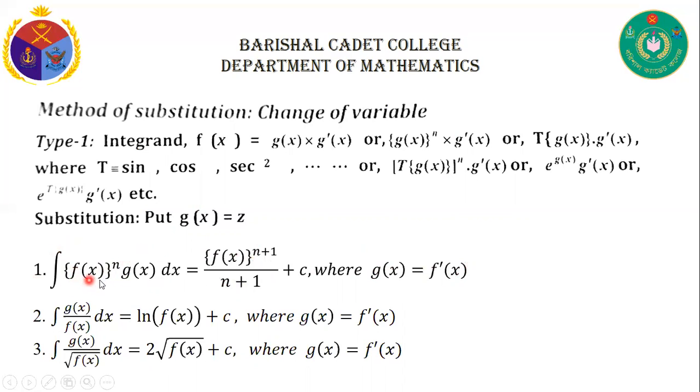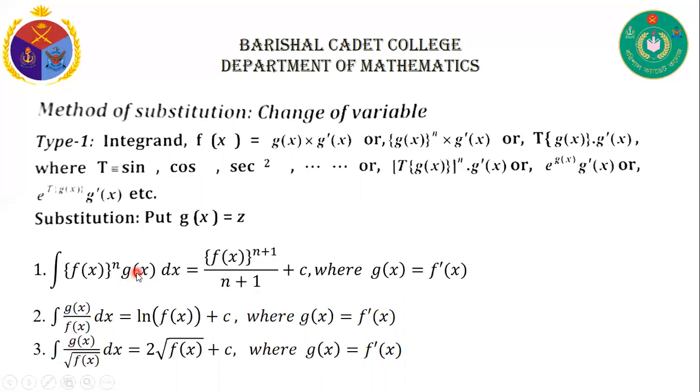Okay, f of x to the power n g of x dx. Here g of x is f prime x, so actually here it is f of x to the power n into f prime x. For the formula we already know, x to the power n dx, the differentiation of x is 1. So that's why it is not given there.